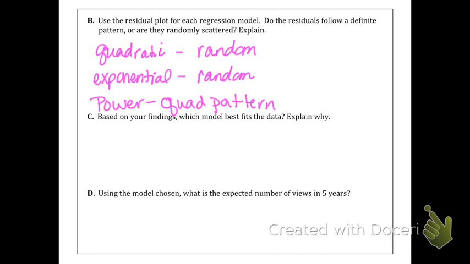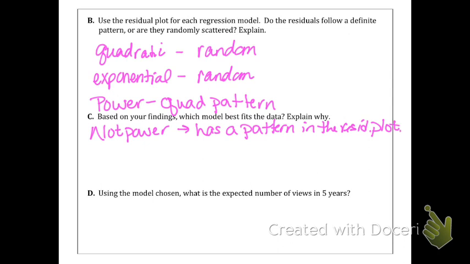So based on your findings, which model fits the data and explain why? Well, we can tell it's not the power. It has a pattern in the residual plot. So it's definitely not the power. So we would have to choose between the exponential and the quadratic. And they both are just kind of random. So I'm going to use the r squared to make that decision. And the best r squared was for my exponential model.